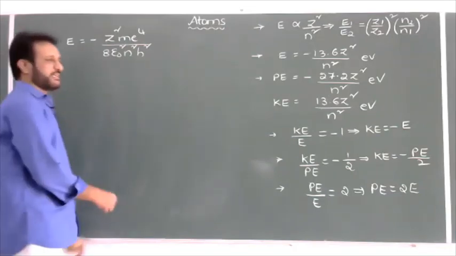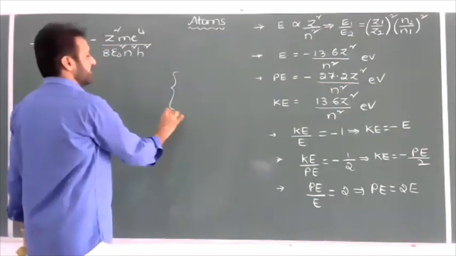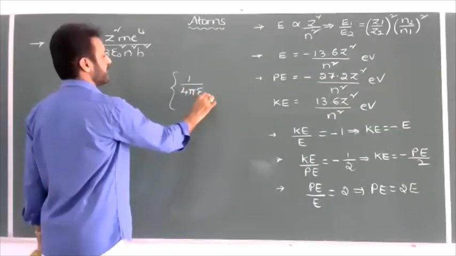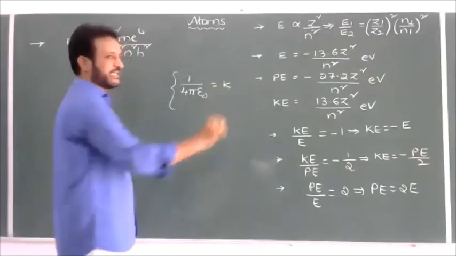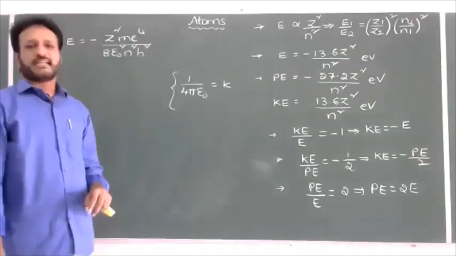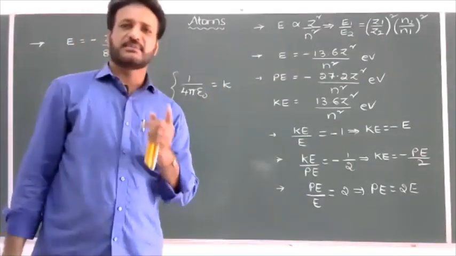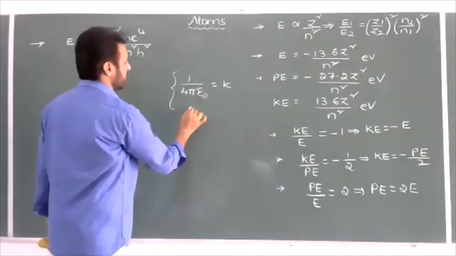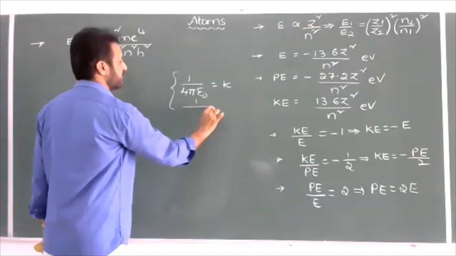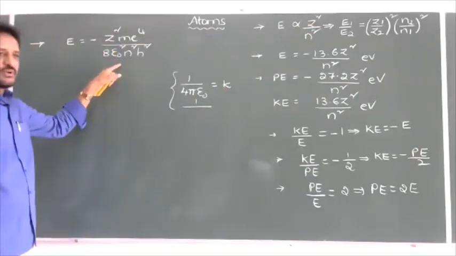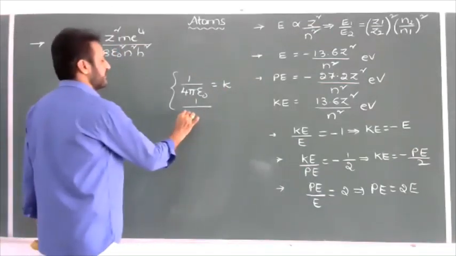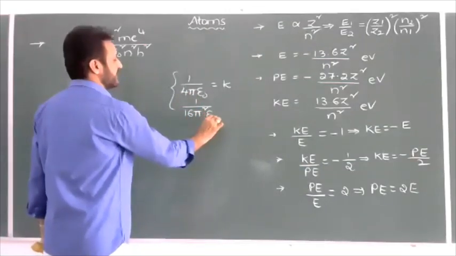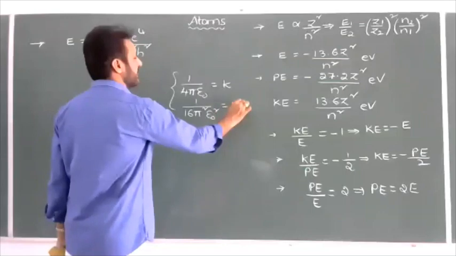So why we have to divide and multiply means we know 1 by 4 pi epsilon naught, if you take one constant k. Sometimes in competitive exams they may give the question in terms of k. That's why 1 by 4 pi epsilon naught is equal to k. Or if you're squaring on both sides, because there epsilon naught square is there, 1 by 4 square is equal to 16 pi square epsilon naught square is equal to k square.